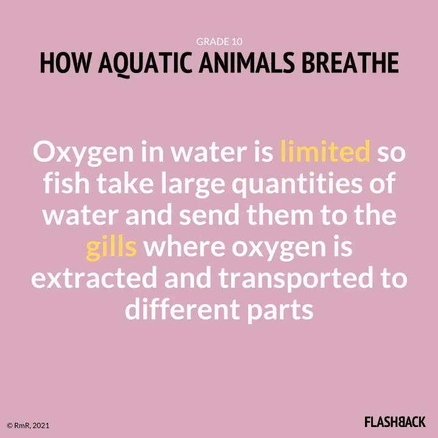Terrestrial animals have abundant supply of oxygen from the air, however, animals in water need to get it from the water. But the amount of oxygen in water is limited. So, animals like fish take large quantities of water and send them to the gills, where the oxygen is extracted and supplied into the bloodstream.